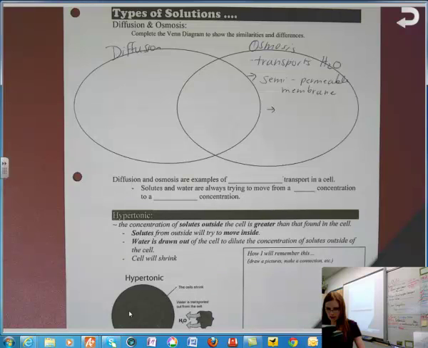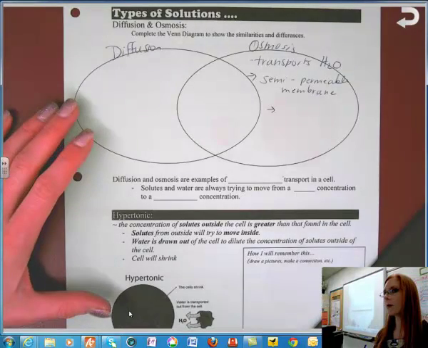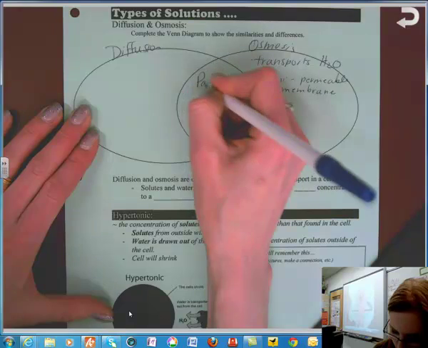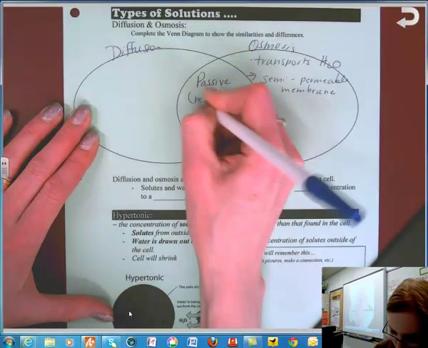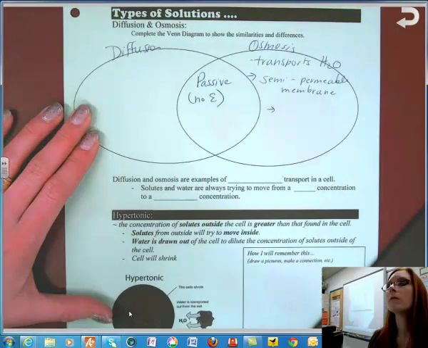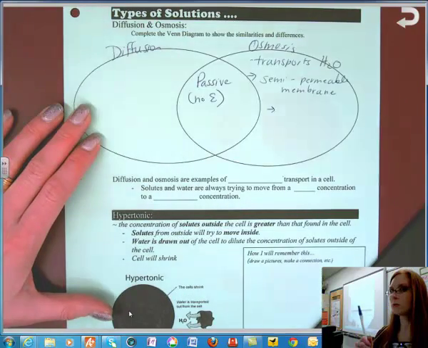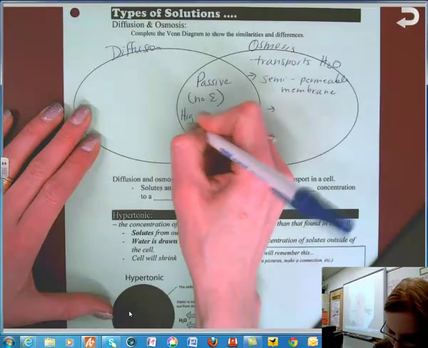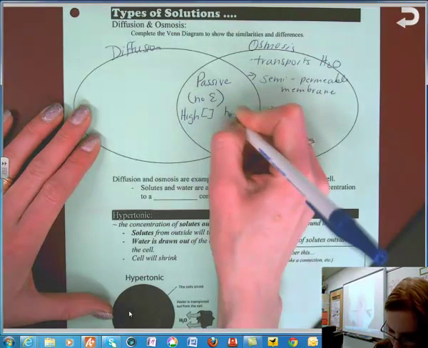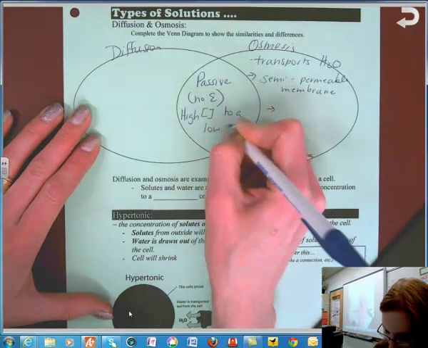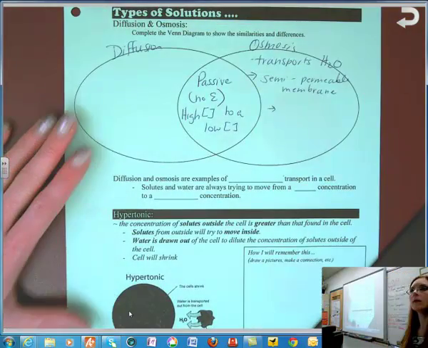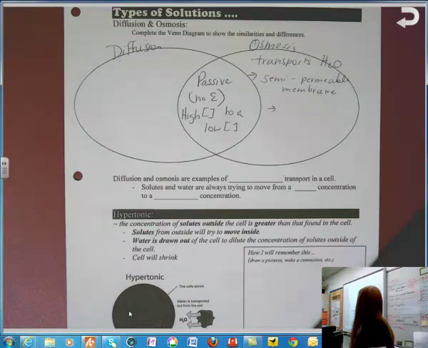Okay, and so if they both do not require energy, what do we call that? Okay, so let's add that in, if you don't already. Yes. So what we could add there is what Shane just mentioned. This is if it's going from a high concentration to a low concentration. No energy.